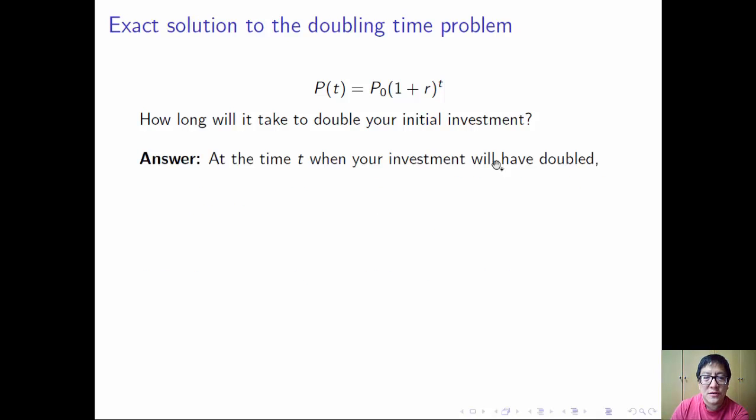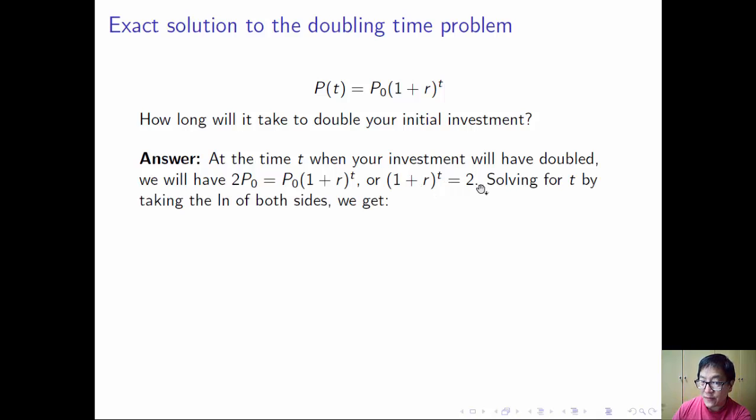The answer is, at the time t, some t years in the future, when your investment will have doubled, we will have p of t equals 2 times p sub 0. So 2 p sub 0 is equal to p sub 0 times (1 plus r) to the t. Dividing both sides by p sub 0, we have (1 plus r) to the t is equal to 2. Solving for t by taking the natural log of both sides, we get the natural log of (1 plus r) to the t is equal to the natural log of 2, and the rules of natural logs mean that you can take that exponent t down.